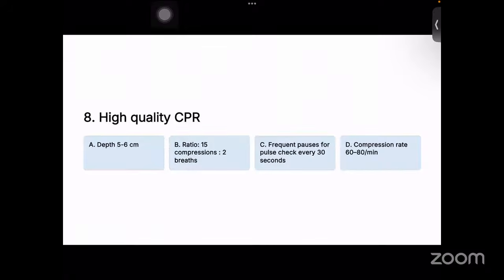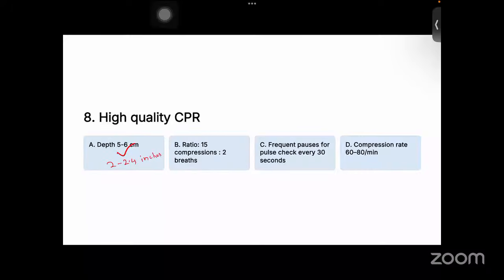Speaking about high quality CPR, as per the AHA guidelines, high quality CPR possesses a few things. The first option is a depth of 5 to 6 centimeters. Yes, it's correct. In inches, the AHA will provide you 2 to 2.4 inches, or 5 to 6 centimeters. So the compression depth should be at least a bare minimum of 5 to 6 centimeters. That ensures adequate cardiac output without any injury.